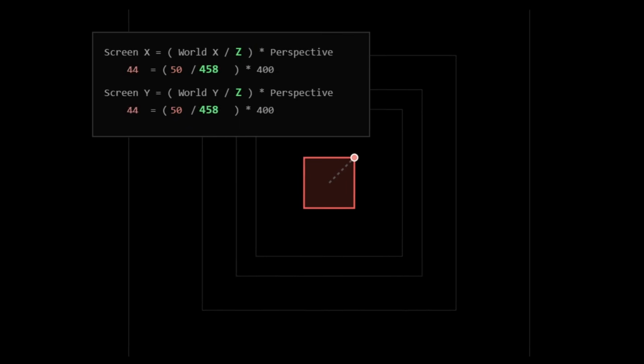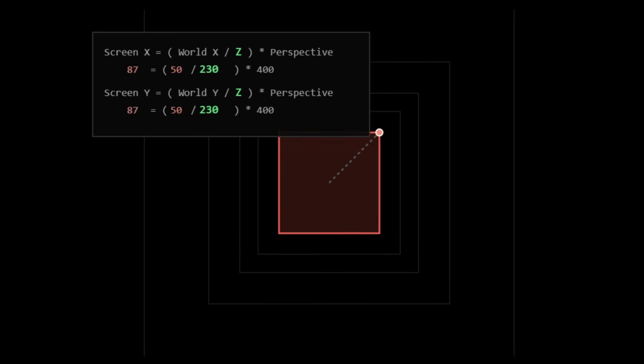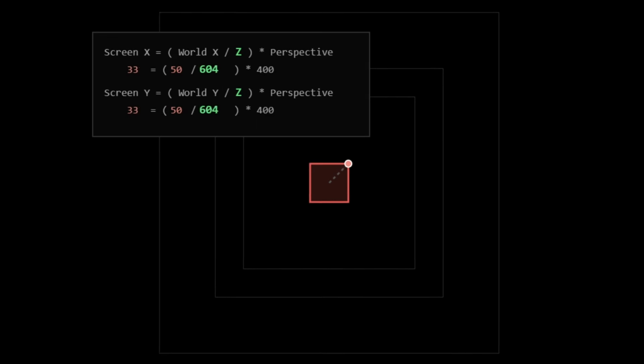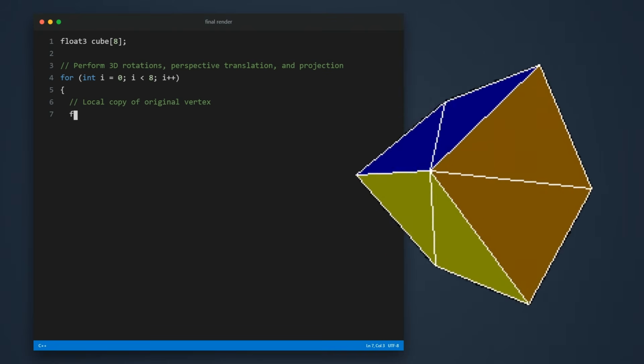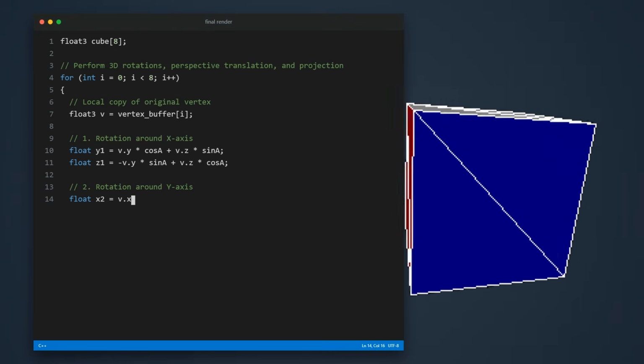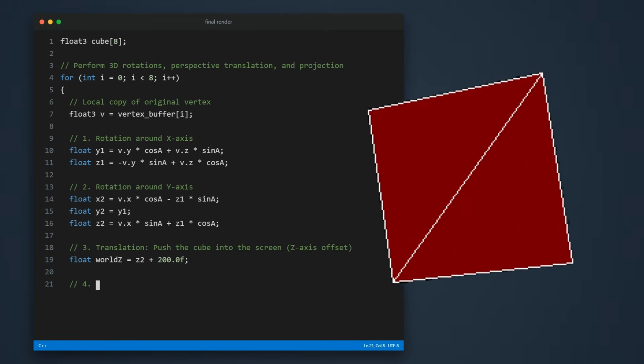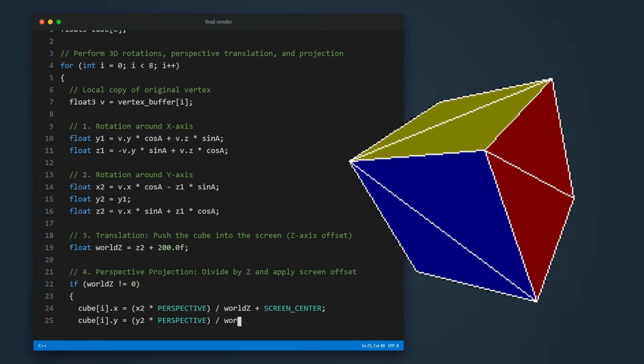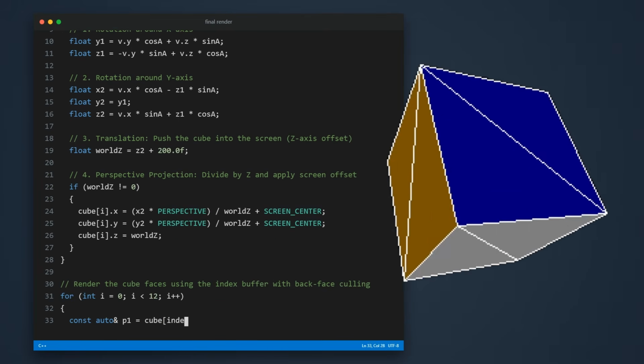I'll also introduce a perspective coefficient. In a professional setting, we would use more variables like field of view and aspect ratio to customize the computation. And we would definitely use matrices. But right now, we are keeping things simple to focus on the principles. And here we are. Our cube looks great. Our code is nice and tidy, and the math is solid.